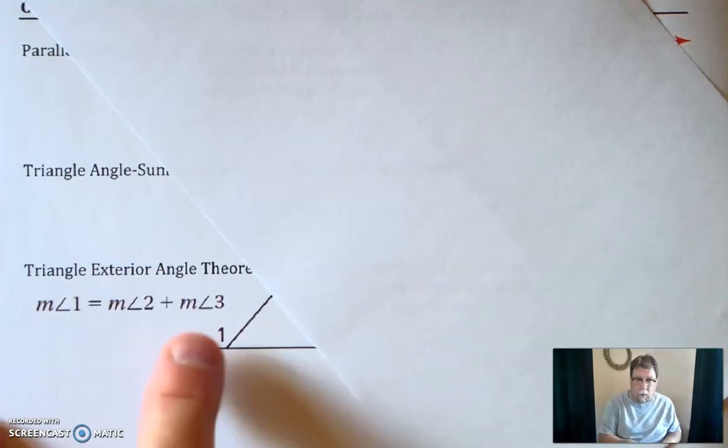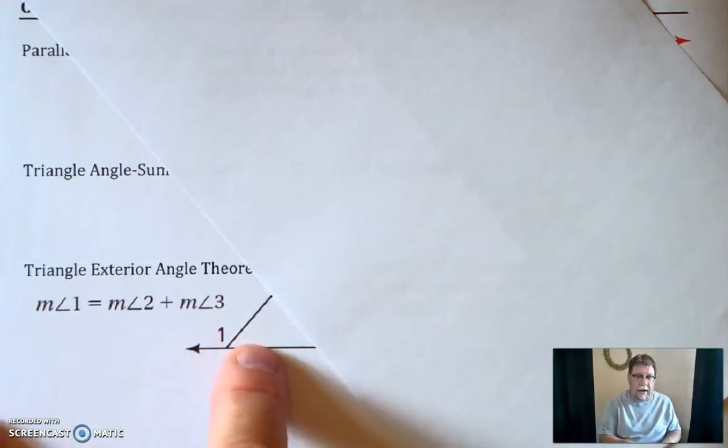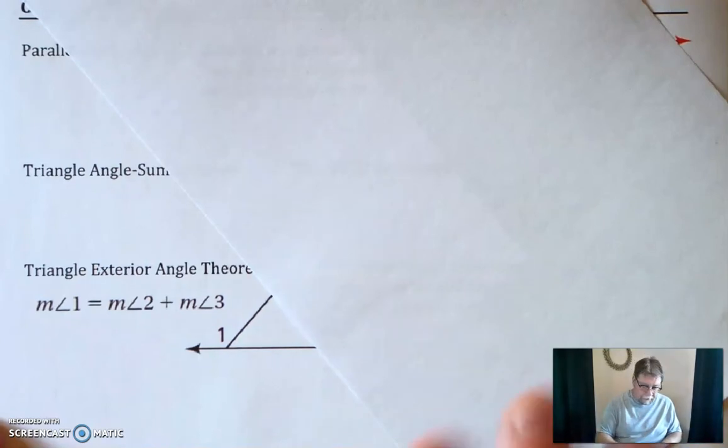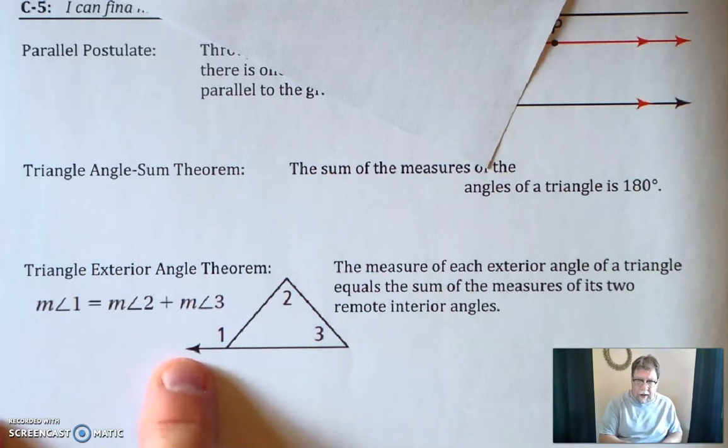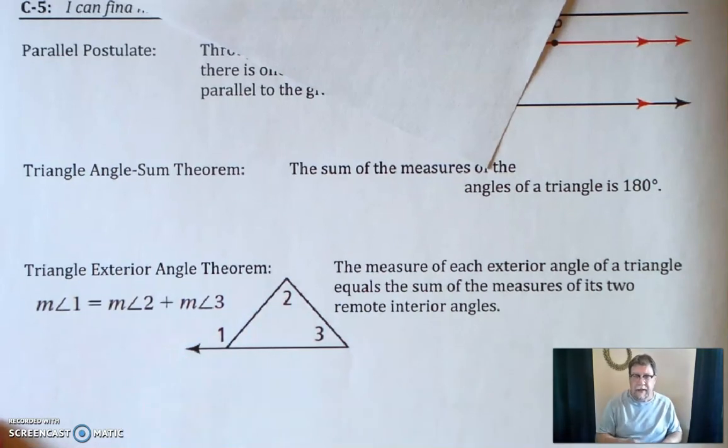So therefore, if 1 and, let's just call that x, 1 and x add up to 180, and 2 and 3 and x add up to 180, well then 1 has to be equal to 2 plus 3. And so there's your notes for the section C5.